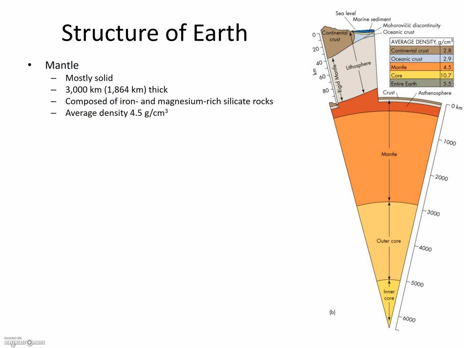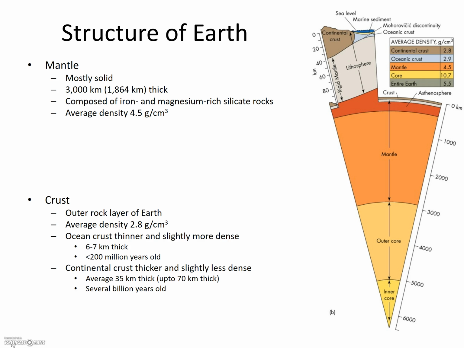The mantle is mostly solid, which means slightly liquid. It is about 3,000 kilometers thick and composed primarily of iron and magnesium-rich silicate rocks. An iron-magnesium-rich mineral is olivine, which has a nice green color. The average density of the mantle is 4.5 grams per cubic centimeter, which is about half the average density of the inner and outer core.